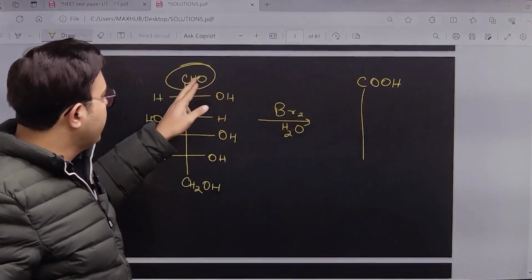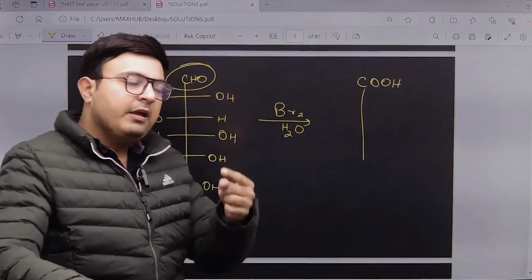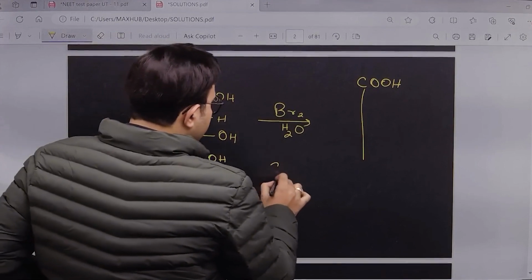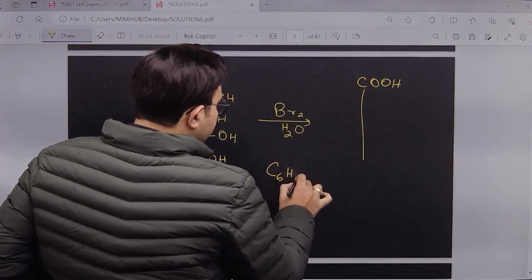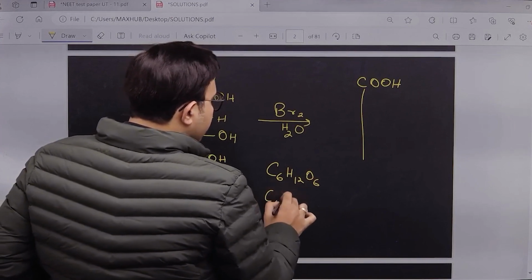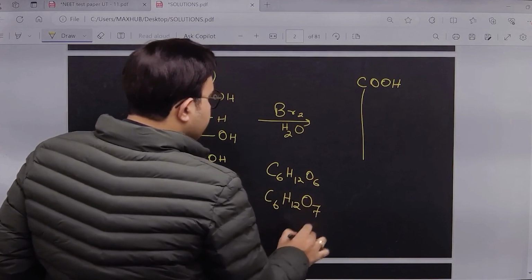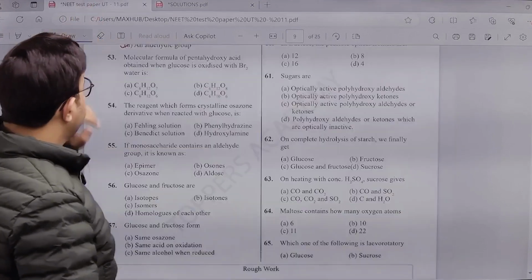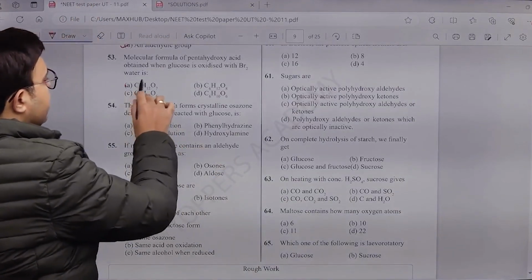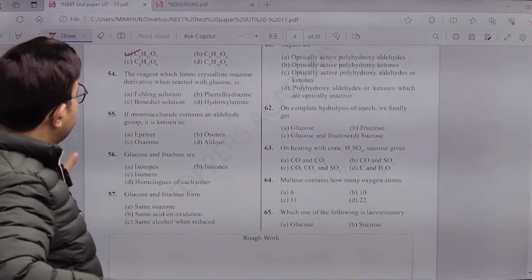So what is happening here? It was CHO, it is COOH. One oxygen has been added. So what is glucose? Glucose is C6H12O6. You get one more oxygen, so it becomes C6H12O7. So A is the correct answer, C6H12O7. We'll go to the next question, 54.